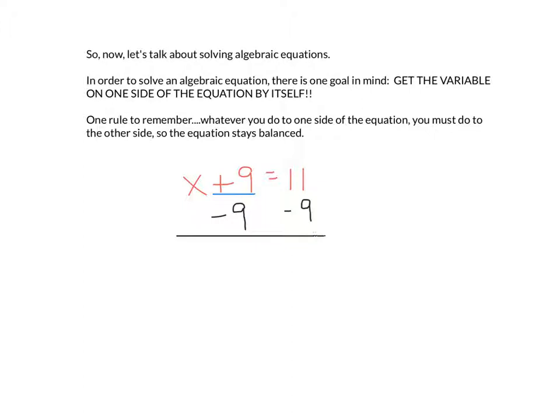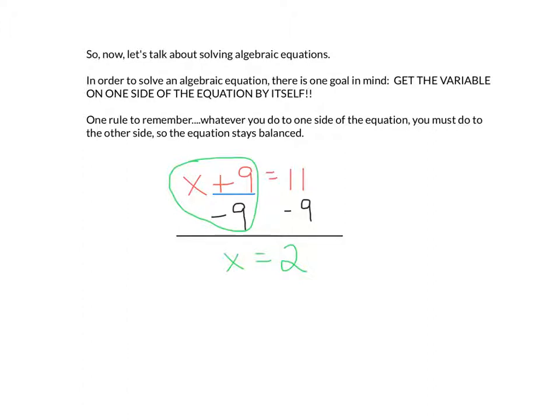Now I'm going to go through and simplify both sides. So if I have x plus 9 and then minus 9, I'm just left with x on the left-hand side. And on the right-hand side, 11 minus 9 is equal to 2.